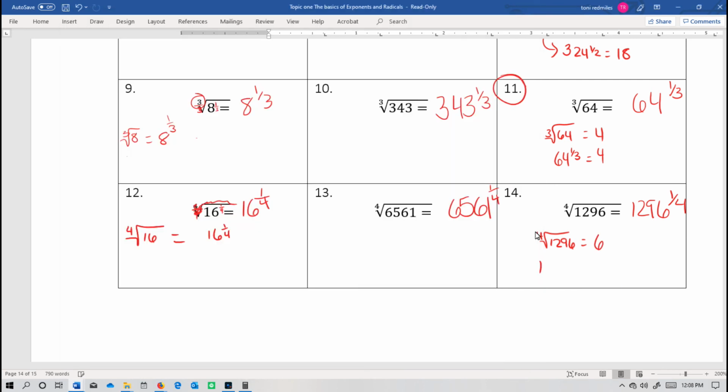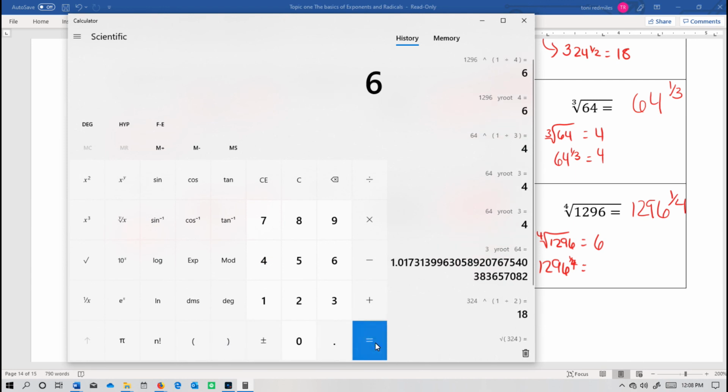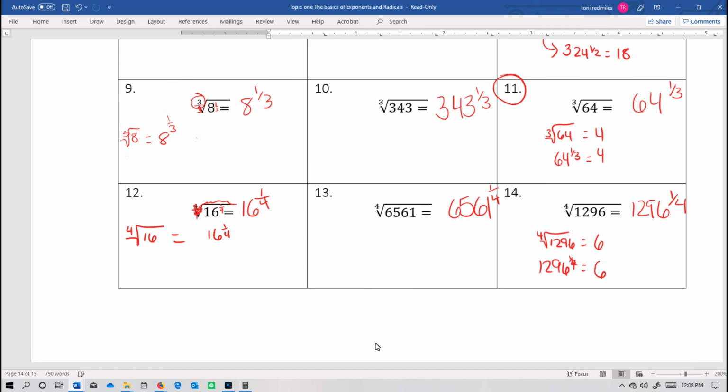Now let's solve it as an exponent. 1/4. All right, so I do 1296, hit my exponent button, and I'm going to do 1/4. All right, and I also get the answer of 6. So obviously, yes, these are both going to get you the same answer because they're two different ways of writing the same thing.